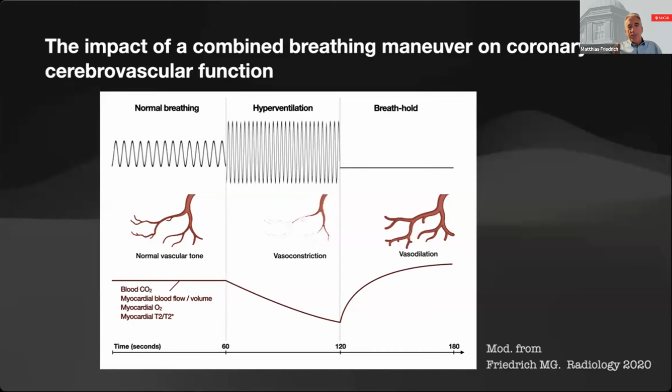So we change the system to have predictable reactions of the vascular system, which we then can track with oxygenation-sensitive MR. So we go from normal breathing for a minute to hyperventilation for 1 minute, which technically means 30 deep breaths in and out, where each takes 1 second in, 1 second out. And then in end expiration, that's very important.